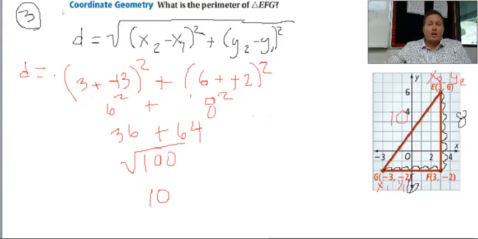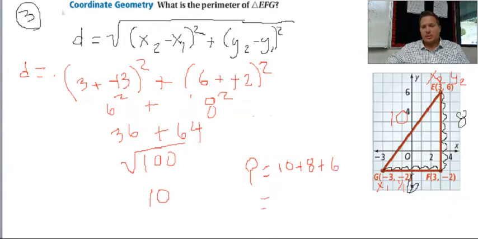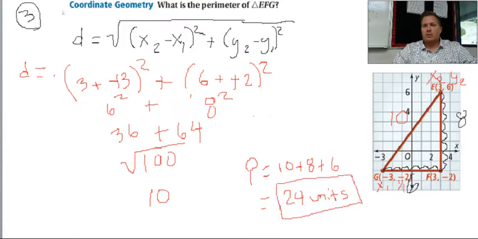I need to find the perimeter. So remember my perimeter, I'll put it right here. Perimeter is adding up all the sides. So I take 10 plus 8 plus 6. So 10 plus 8 is 18, plus 6 is going to give me 24, and then I can label it by just saying units. 24 units right there. And that is my answer.